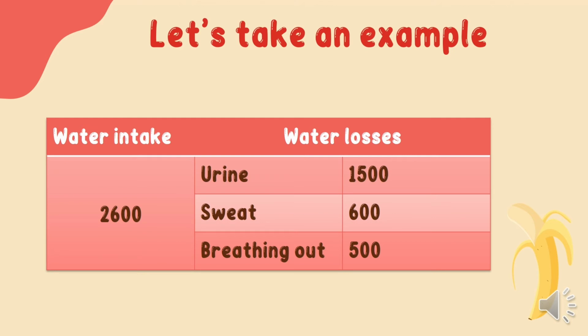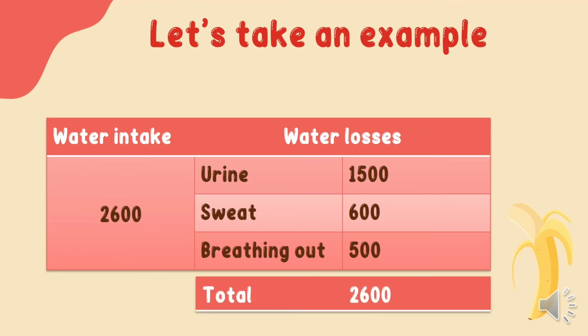And sweat. When you're sweating, you're losing water. Breathing out. When you're breathing out, you're breathing out carbon dioxide, but along with it, some of the water goes out, right? So total 2,600. So there is a balance over here. As much as you're drinking water, the water is going out. But if a person drinks less water and more water goes out, he will be dehydrated, right? So you should always have a balance.